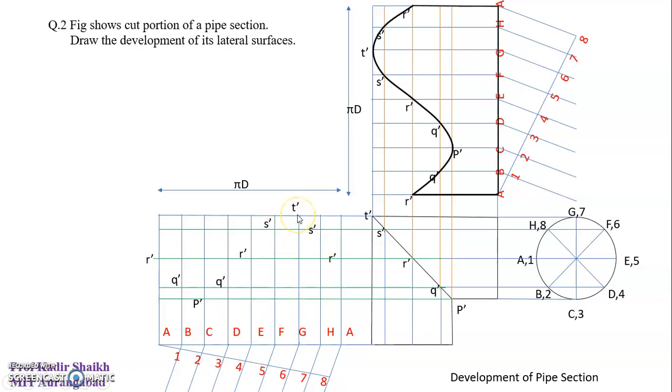Now join all these cutting points with a smooth curve. So this is the DLS of the remaining lower portion of this elbow section.